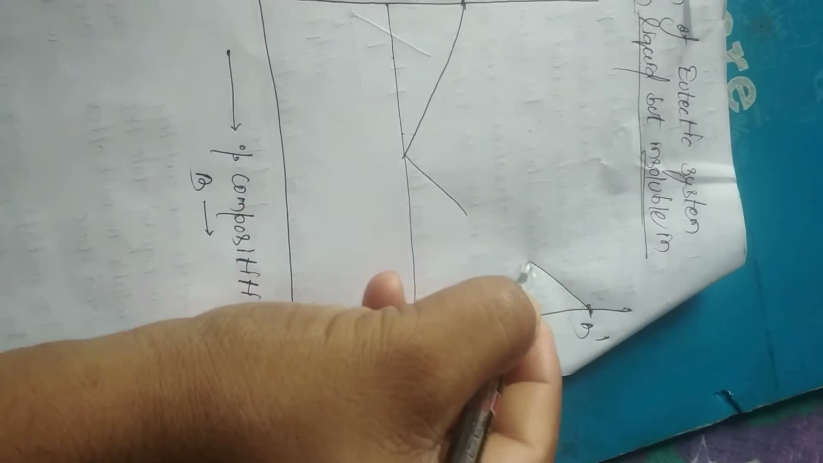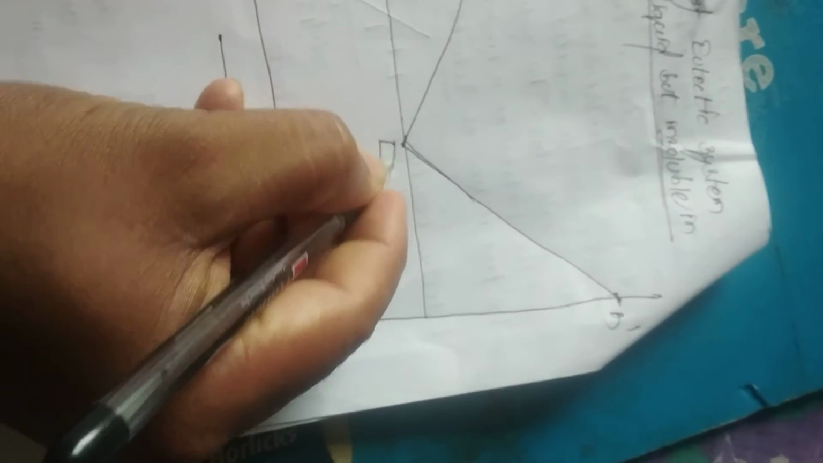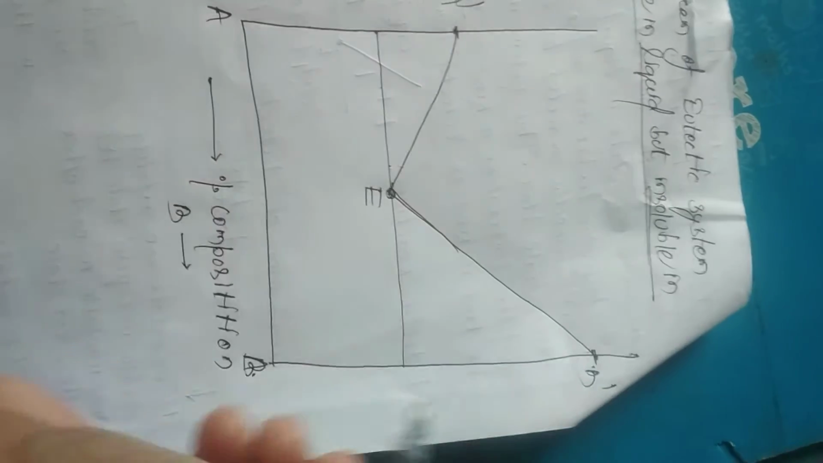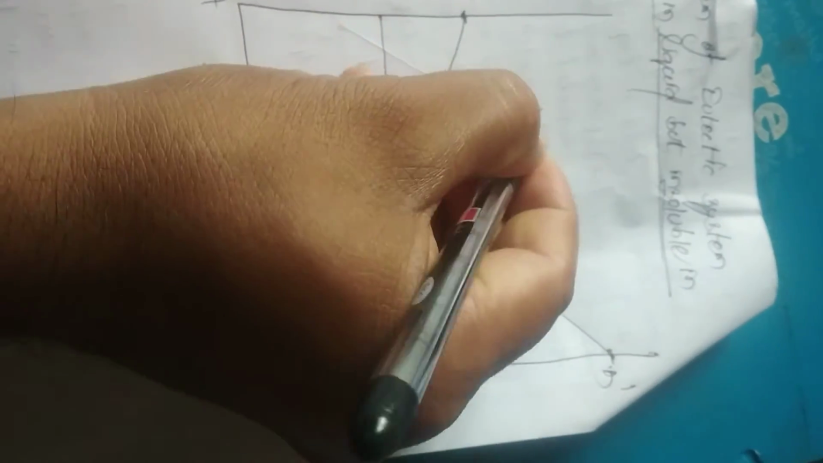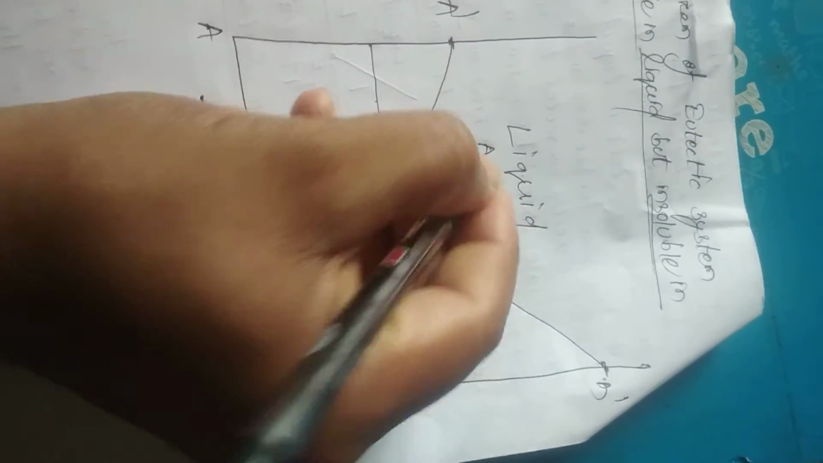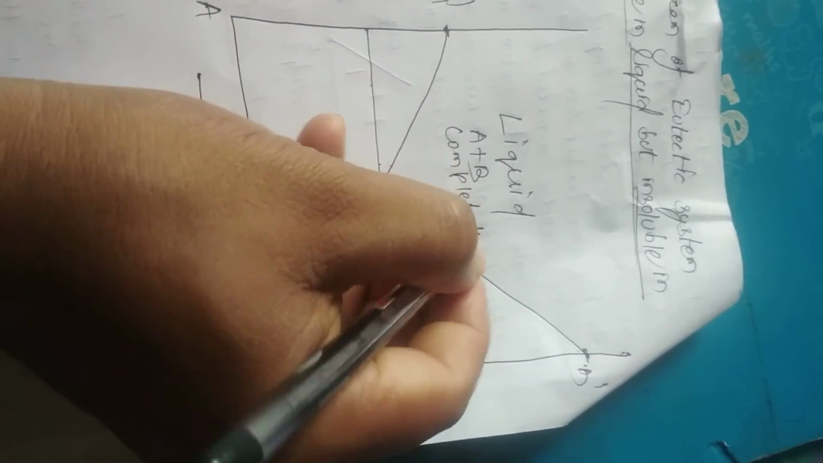Now see, this is the eutectic point, this is the eutectic point. Now see, this is the melting temperature A dash, B dash is the melting temperature of B. Now both are in the liquid phase, that is A plus B, completely soluble. This is completely soluble.